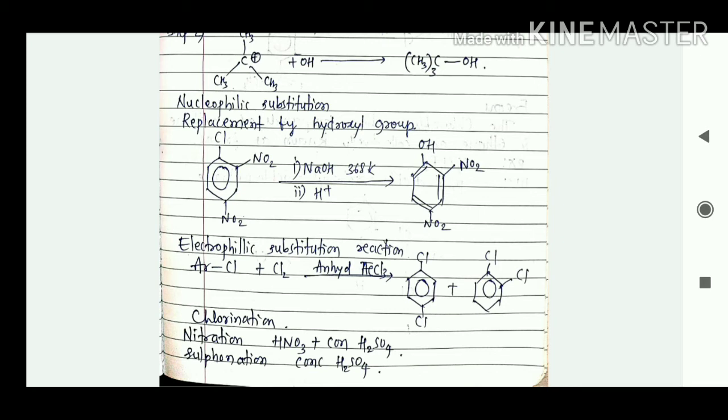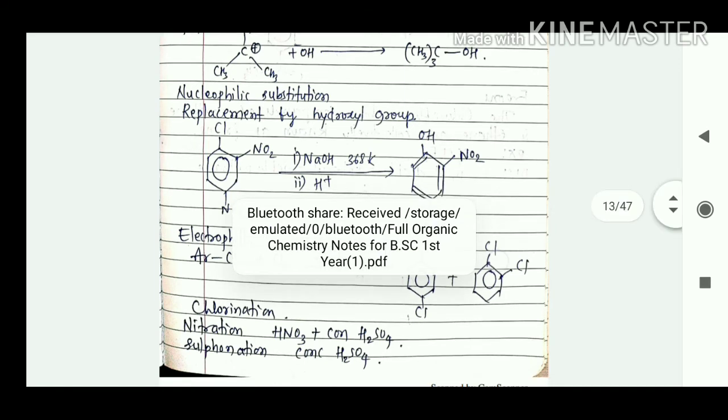So let us consider one of these. We have NaOH here and H plus. This is 2,4-dinitrochlorobenzene. In this case it will undergo nucleophilic substitution reaction. The Cl will be replaced with OH to give this particular compound.